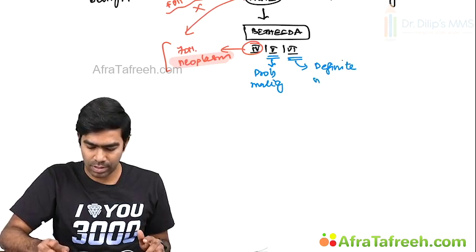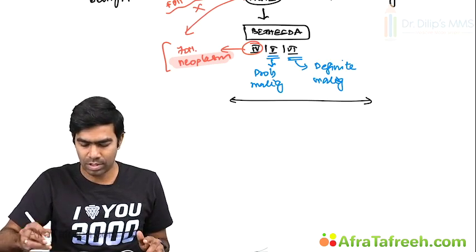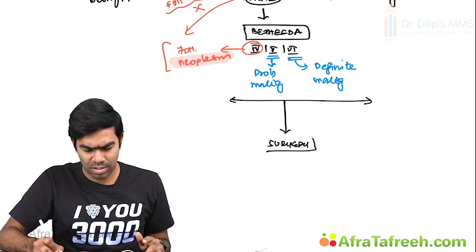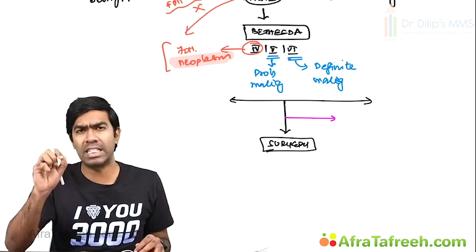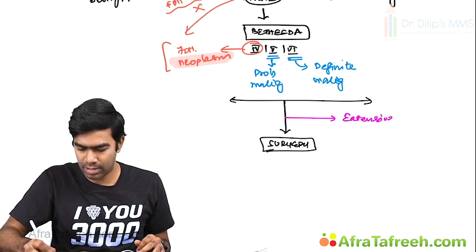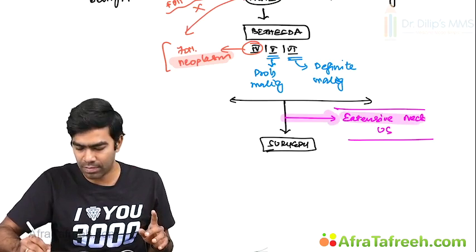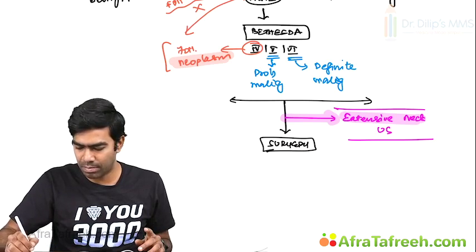We know that. Clear? So what are you going to do in this condition? Obviously you're going to take the patient for surgery. But wait on. Even before surgery, there is one thing that is missing here. So what is that thing? I'll be doing an extensive and detailed neck ultrasound. I'll be sending the patient again for a detailed neck ultrasound. This is very, very, very often a missed thing by many practitioners as well.